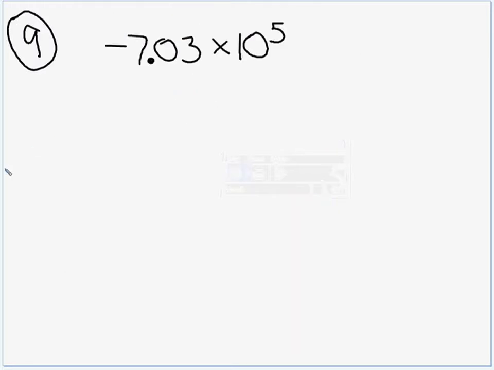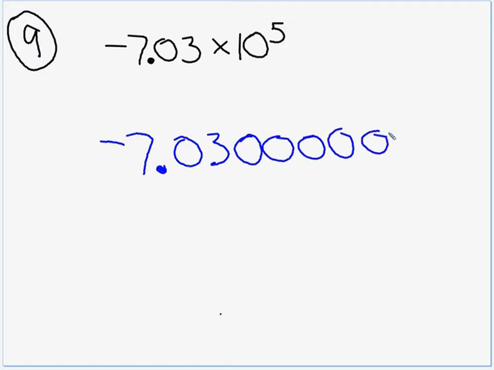Alrighty, let's see here what's going on with number 9. Number 9, scientific notation. Write the number in decimal. So here I see I have my number, 7.03, and I have a positive exponent. Positive exponent means big number, so I'm going to be adding zeros here to the right-hand side of this.